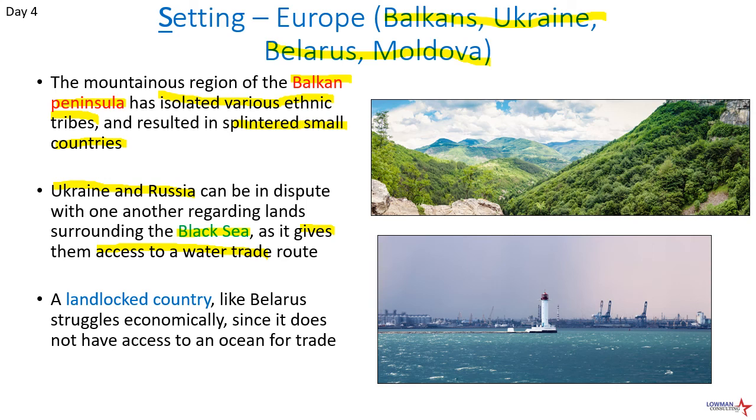Now, a landlocked country like Belarus struggles economically since it does not have access to an ocean for trade. So, Belarus, you would put, is a landlocked country, which means no access to an ocean. Doesn't have access to an ocean. Okay. Now, that was our last slide for today. So go back and update your table of contents, and we're through with the settings on Europe. And next week, we'll move on to the culture. Now you can do your assignments.